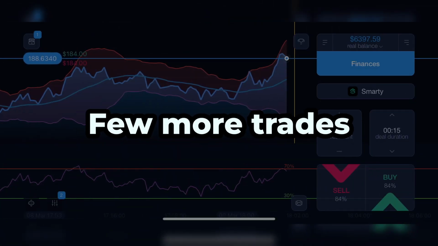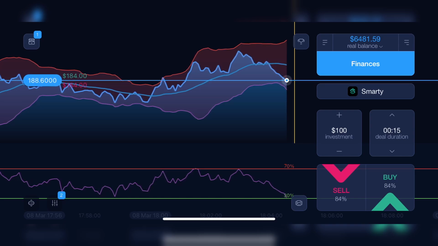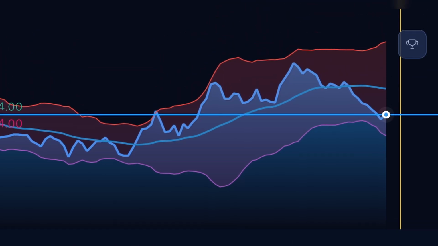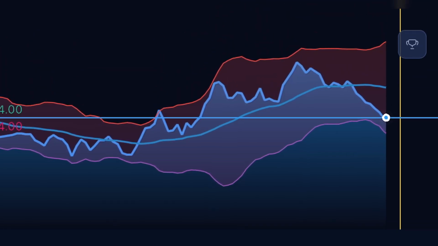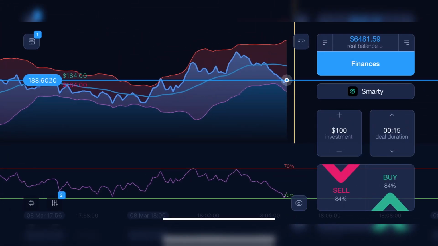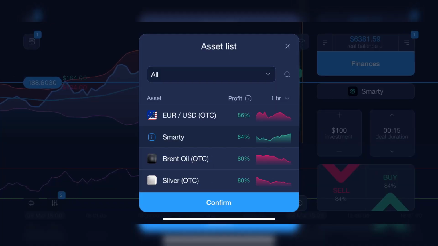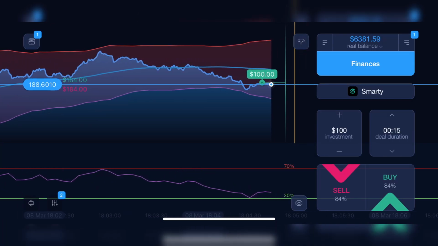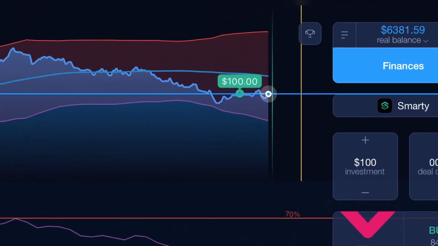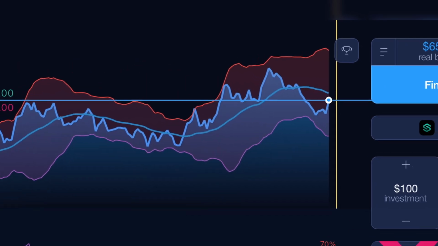Now, let's place a few more trades using this strategy. Here, we can see that the market line has touched the oversold line in the RSI indicator. If we look at the Bollinger Bands indicator, we can see that the market line is also close to touching the bottom line of the indicator. Even though this might not be the optimal time for a trade, I will place a buy trade in the market. As you guys saw, we barely won that risky trade.